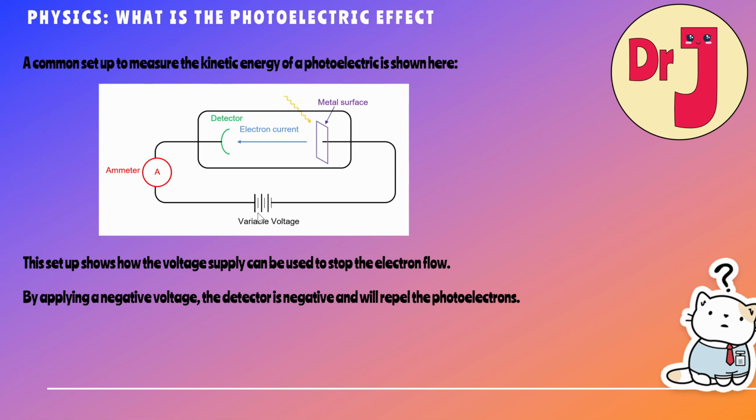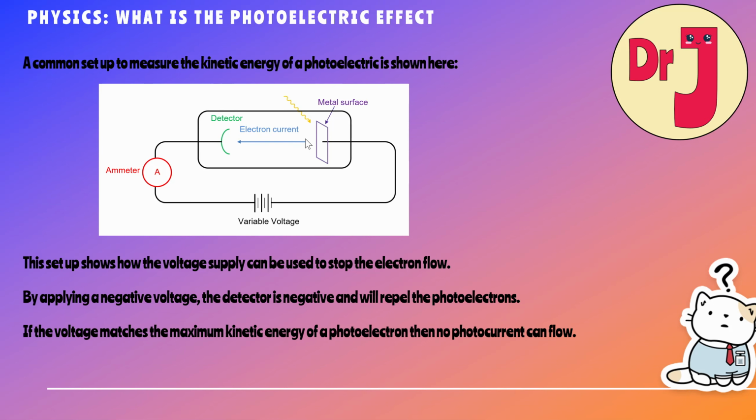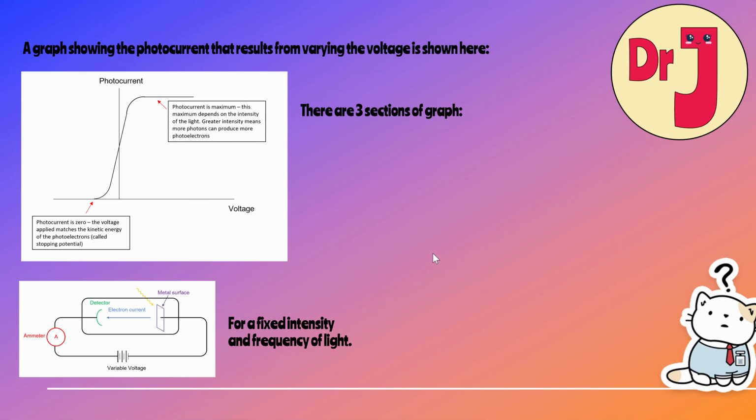Okay, so if we apply a negative voltage, this detector will be negative and will repel these electrons here. If you make this plate negative enough, then the electrons can't actually reach the plate and therefore no photocurrent will be detected. Okay, so more about this in a moment. So if the voltage matches the maximum kinetic energy of a photoelectron, then no photocurrent can flow.